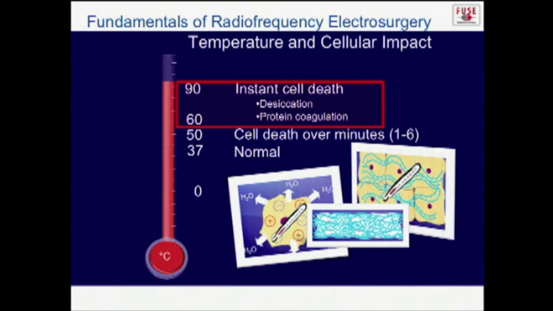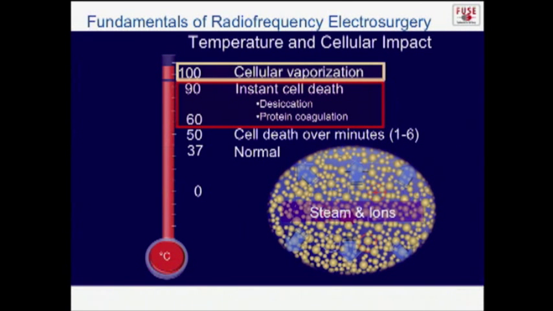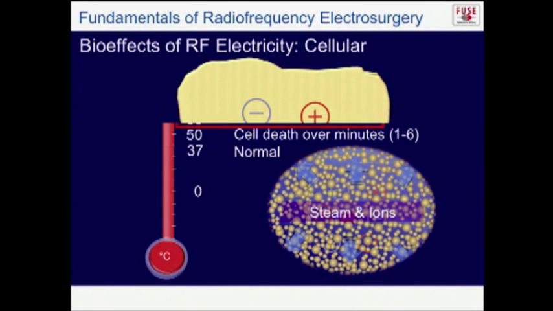Between 60 and 90, we have instant cell death, and we have these two processes called desiccation and protein coagulation. And when we get to 100 degrees centigrade, we get a liquid gaseous conversion, and we get vaporization. We're going to explain these.